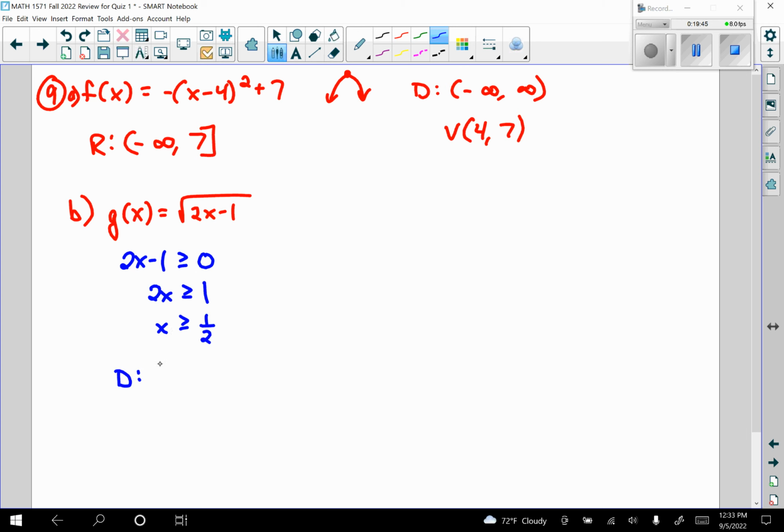So our domain, we're including the 1/2. So bracket here, 1/2 to infinity. And you can even graph this on Desmos or on your calculator, and you're going to see that that point starts at the 0, 1/2.